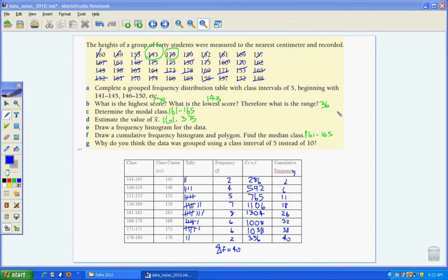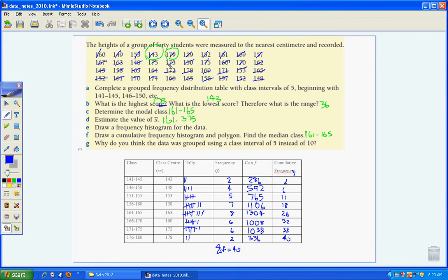So in this example, we can see we've got a whole group of scores that we want to put in our table. Complete a group frequency distribution table, intervals of 5, and they begin with 141 to 145. So you can see the 141 to 145, 146 to 150, through to the 180, because the highest score from that is 179. So if you look through, you find the 179, it's up there, it's encircled in green.